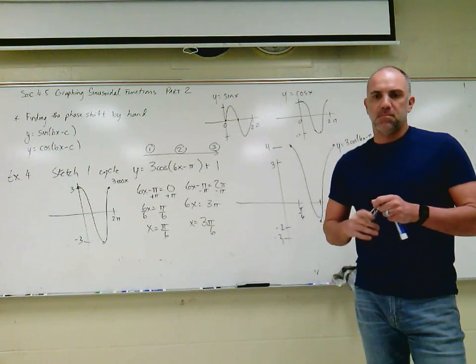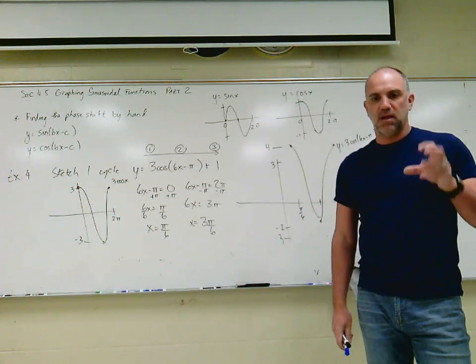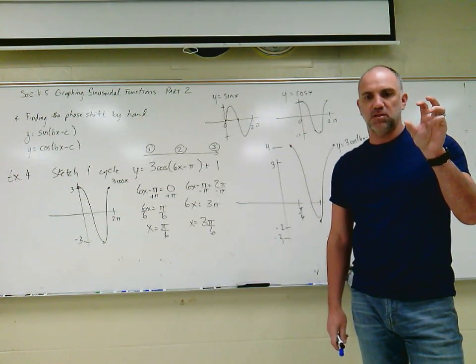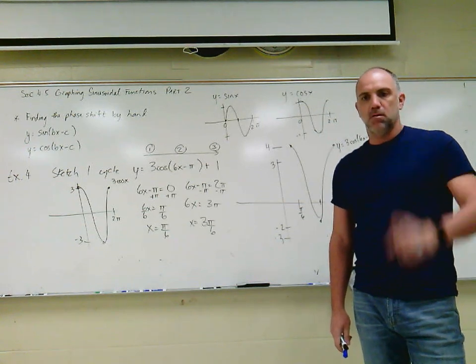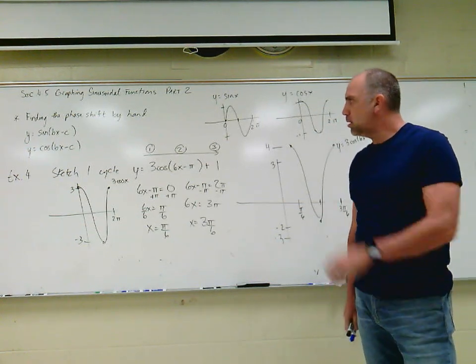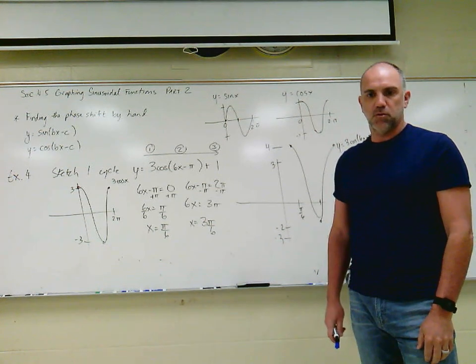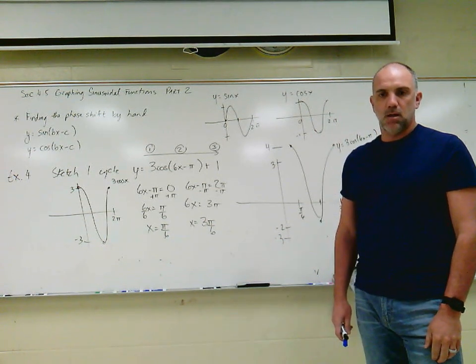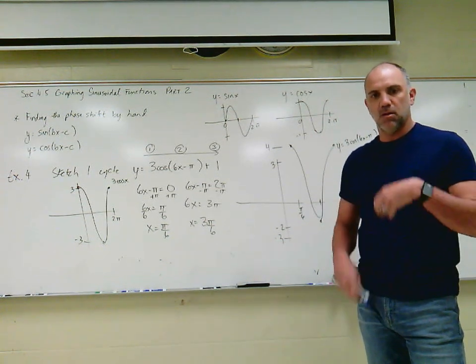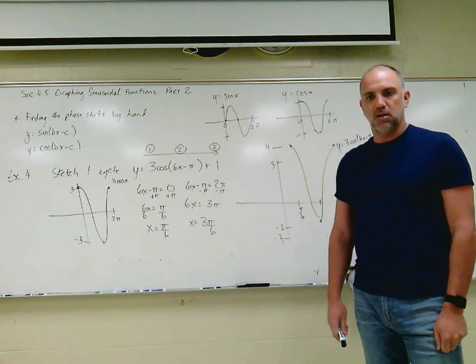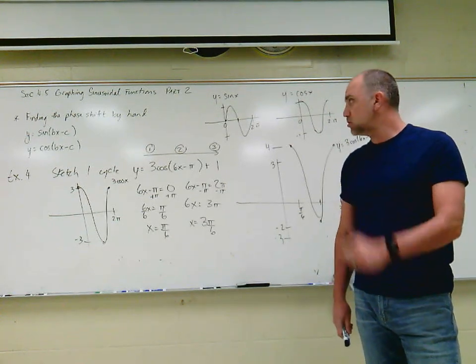So now I'm showing you basically how you can handle the bx minus c together in one problem, and this is the process for doing that, okay? So that ties everything together, and this is in a nutshell how you can graph one cycle of a sinusoidal function.